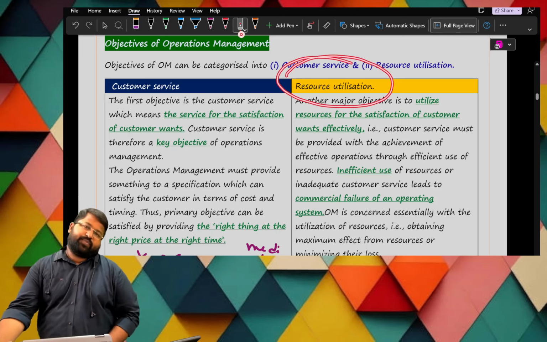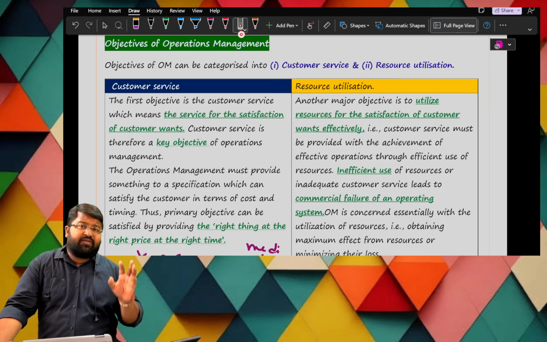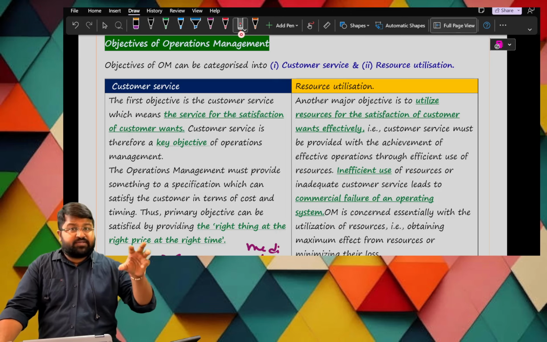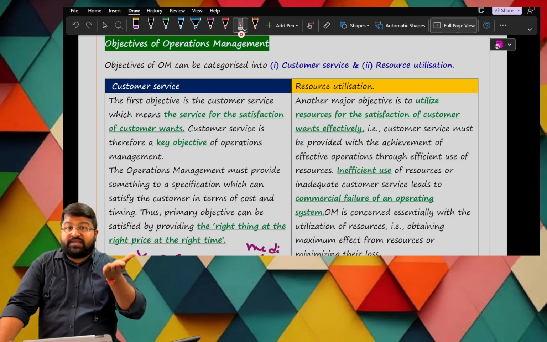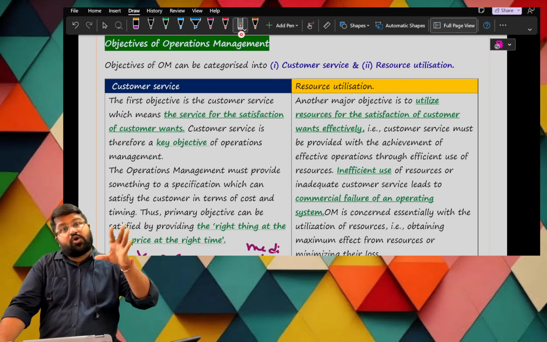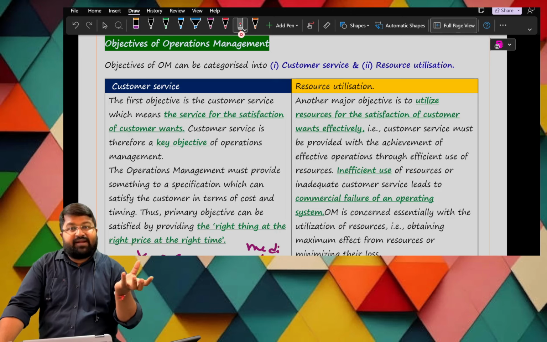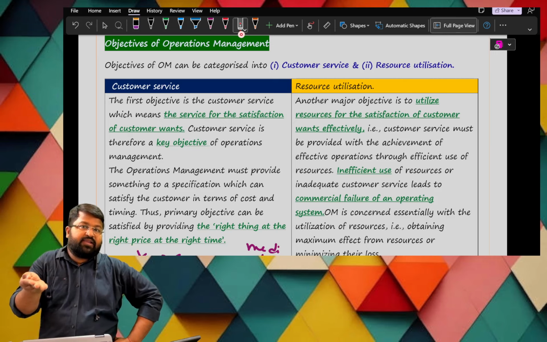Resource utilization. So what is resource utilization? The same example: I am giving a tab which has all the features and I am giving the best sources, best material and all. Because of that, my cost is increasing. I am using material that is really costly, high cost. But can I transfer that high cost to you? If I'm transferring, automatically the price will increase and automatically you will not buy it.